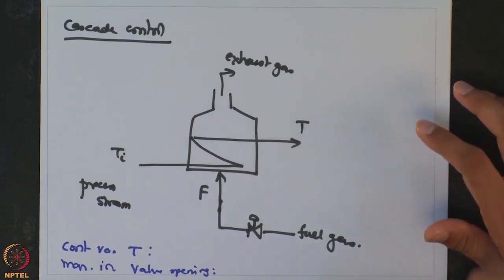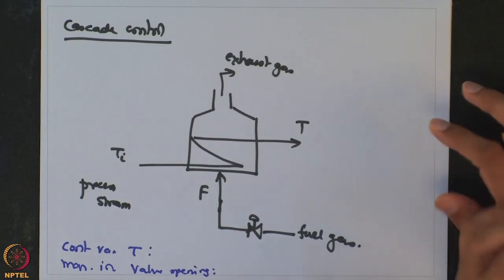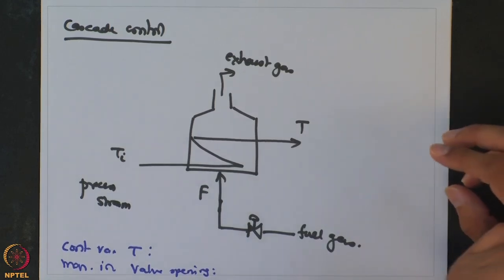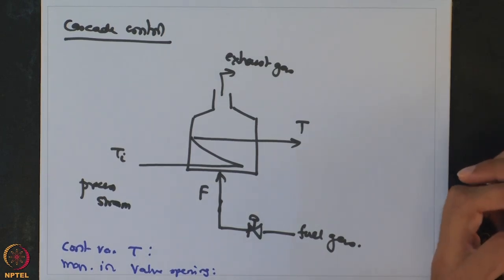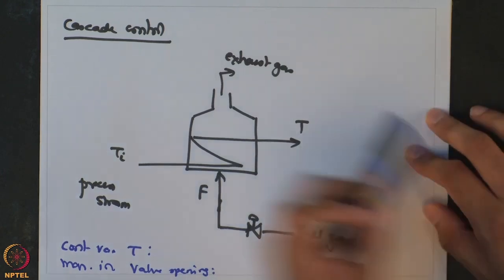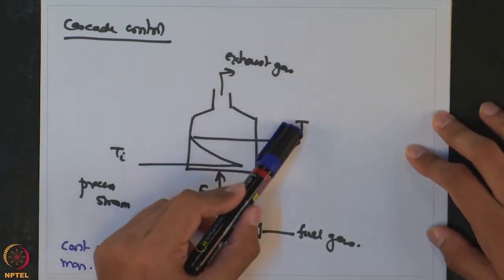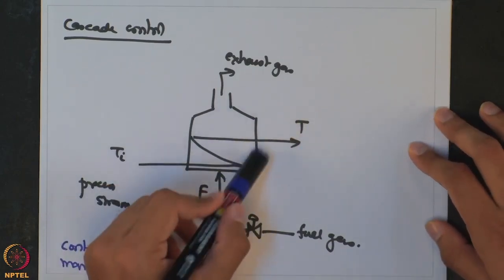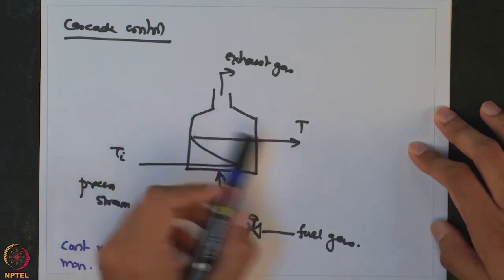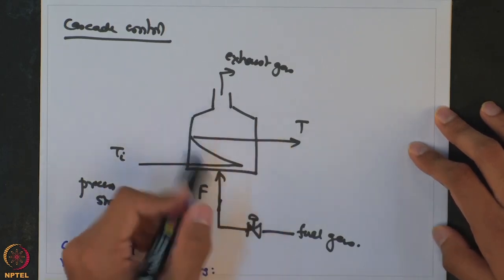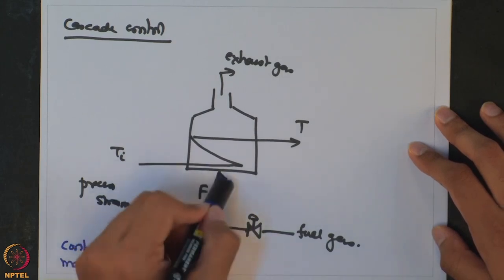Now we will see, can we preempt the effect of this disturbance by taking advantage of the fact that the valve dynamics are much faster compared to the process. So if we can limit the effect of this disturbance up to the valve, can we improve the performance of this system? What I mean by that is, when we say we are controlling this temperature by manipulating this valve, what we are actually interested in is controlling the temperature by manipulating the amount of fuel which goes into the system.